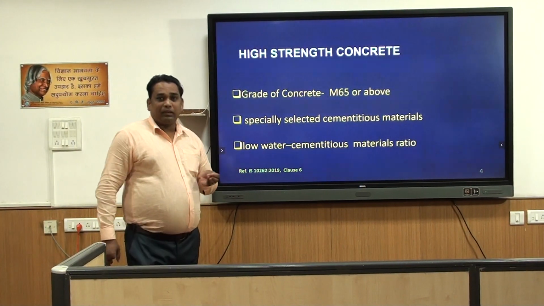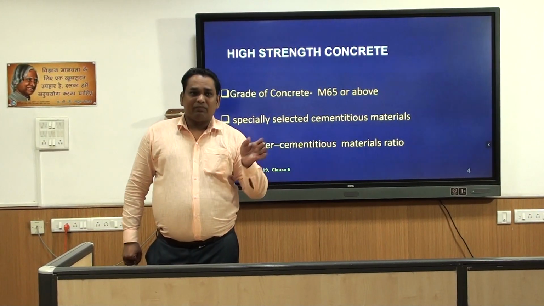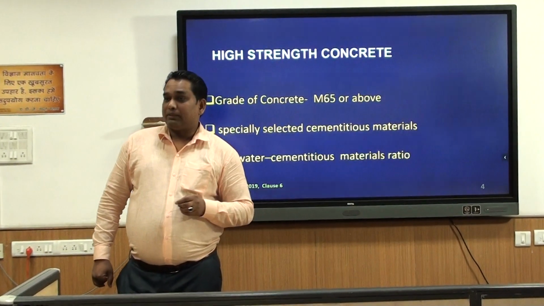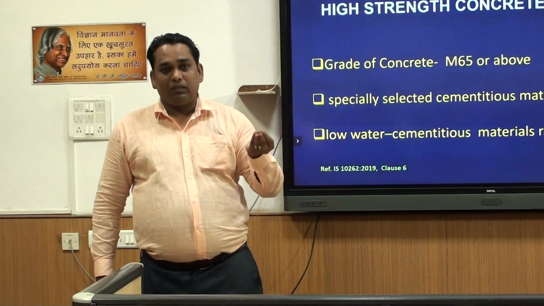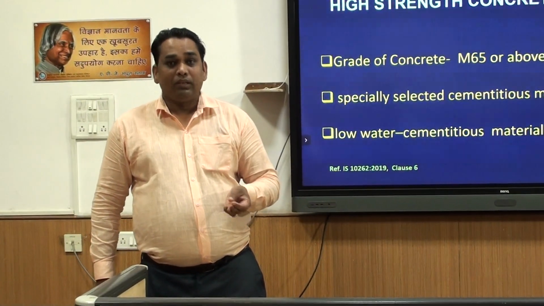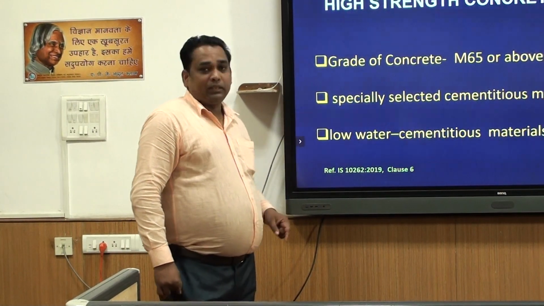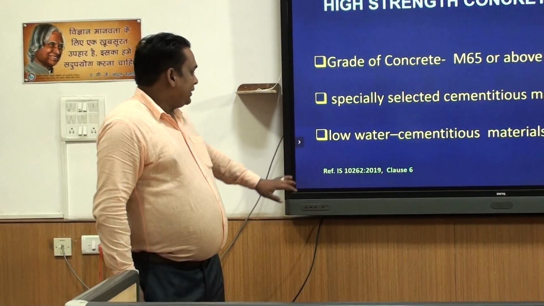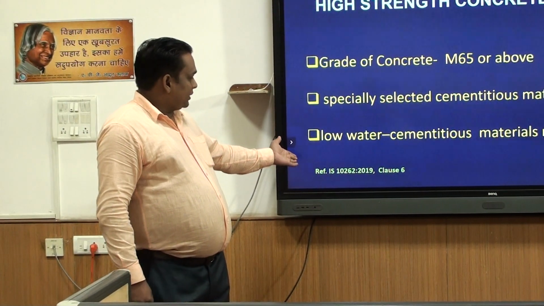And we know that the compressive strength of the concrete is inversely proportional to the water cement ratio. So if we increase the water cement ratio, its compressive strength will decrease. So for high strength, obviously a lower water cement ratio is recommended. Whatever we are telling is from this code only.